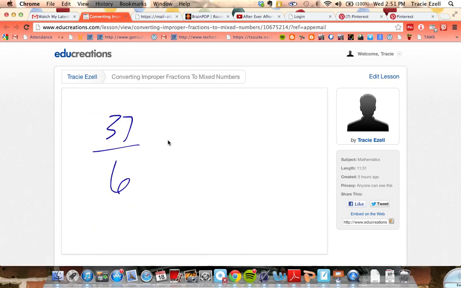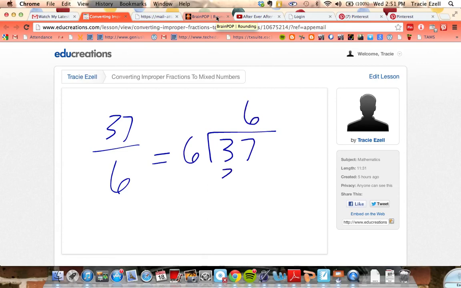37 over 6 is the same thing as, I'm just going to divide it so you can see the same thing. It would go 6 times, and I would have 1 left over, and I would put it up in the refrigerator, right? 6 and 1/6. If you remember, that's what we just got on the last page. I think you got it. Good luck. Math is your friend.